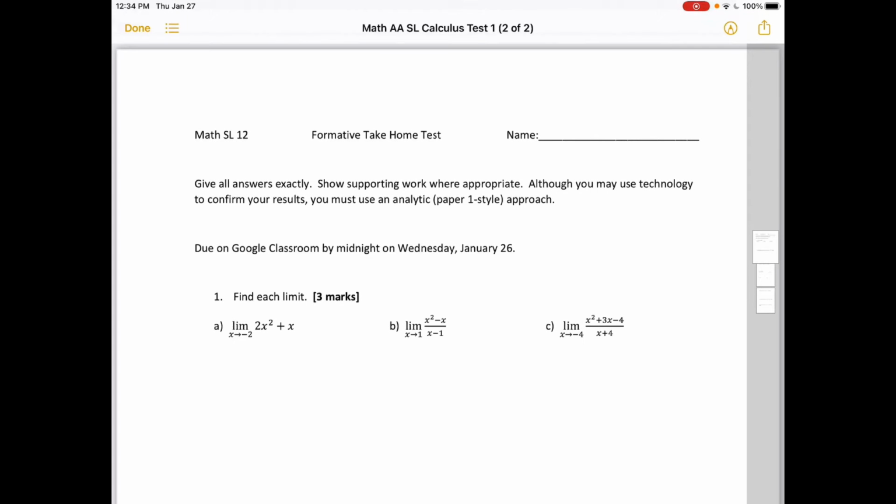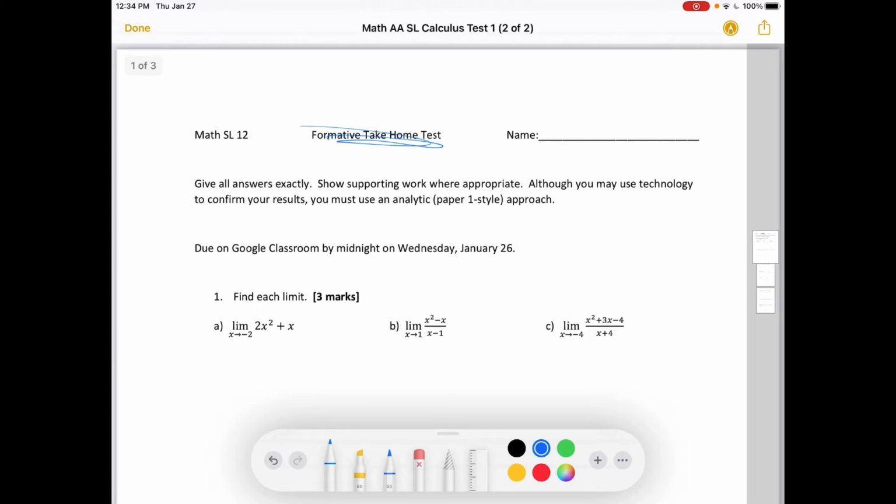Hi folks, this is a quick video to go through the actual calculus test, even though it says formative, so that probably tells you how similar they are. So if we're finding a limit, we just sub in. If I put in -2 here, I'd have 2 times -2 squared plus -2, which would be 2 times 4 minus 2, or 6.